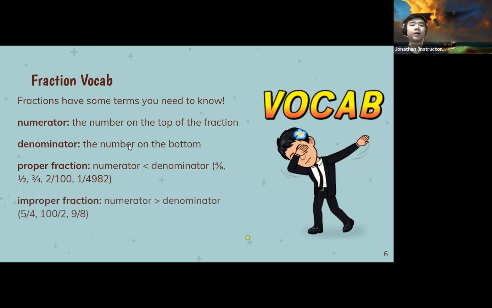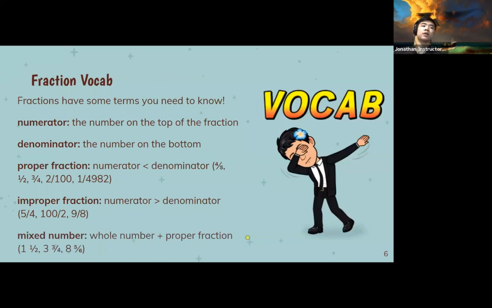Improper fraction. The top number is greater than the bottom number. So we like to write fractions like proper fractions. We like writing the small number on top, then the bigger number on the bottom. If you write it incorrectly, it's called an improper fraction, where the numerator is bigger than the denominator. For instance, 5 over 4, 100 over 2, 9 over 8. All these numbers, the top number is more than the bottom number.